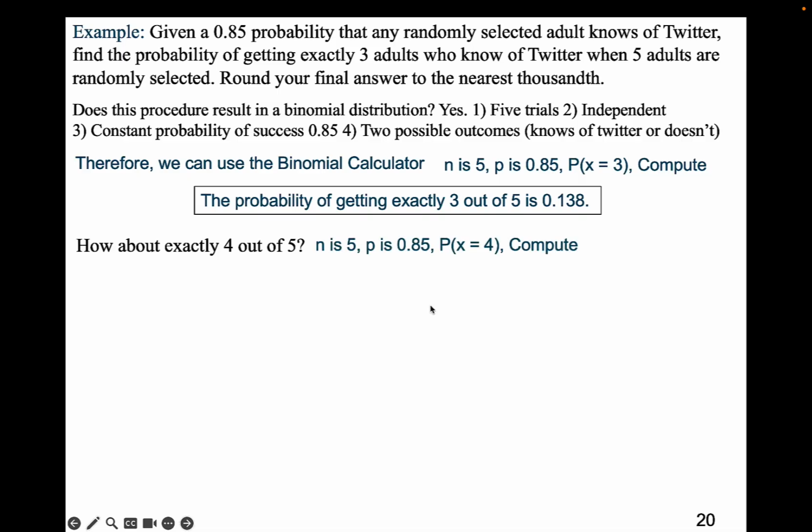The answer is N remains the same. It's still 5 adults. Probability of success in each trial is still 0.85. It's the X. When they say exactly 4, we need to run the program with probability of X equals 4 for exactly 4. We'll hit compute and we'll get our answer.